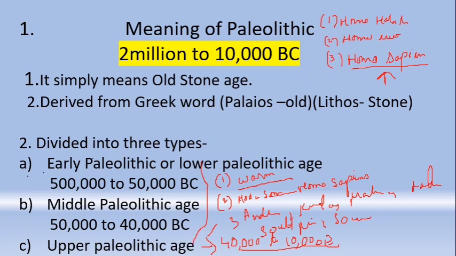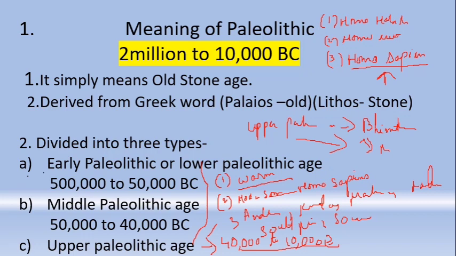In the last, we can add here in the upper Paleolithic age, we found in the areas of Bhimbedketa in Madhya Pradesh. These areas also we found in this upper Paleolithic age.